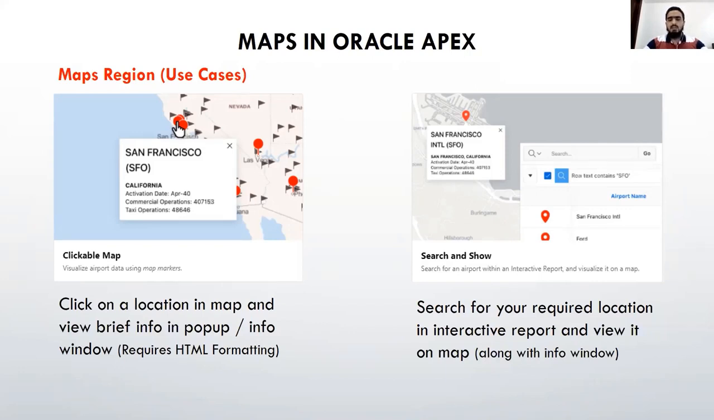The next one is searching the data in our report, and by clicking the link available on the report, we want to display the location in the map. So we will create some report, and I will explain how we can pass the parameters from the report to the map. So the data searched in the report is displayed inside the map.